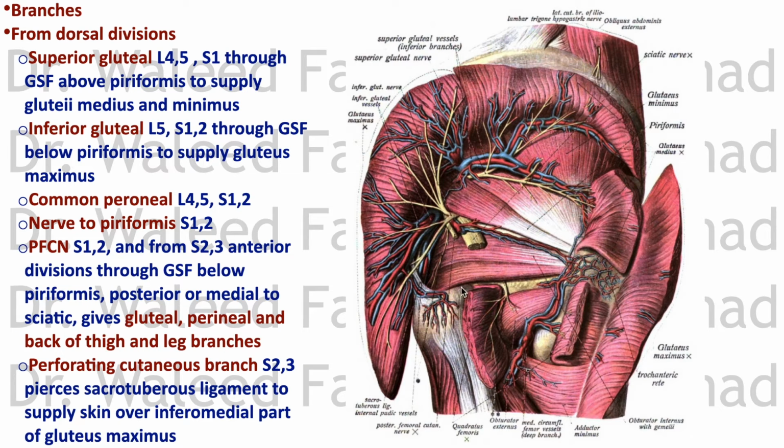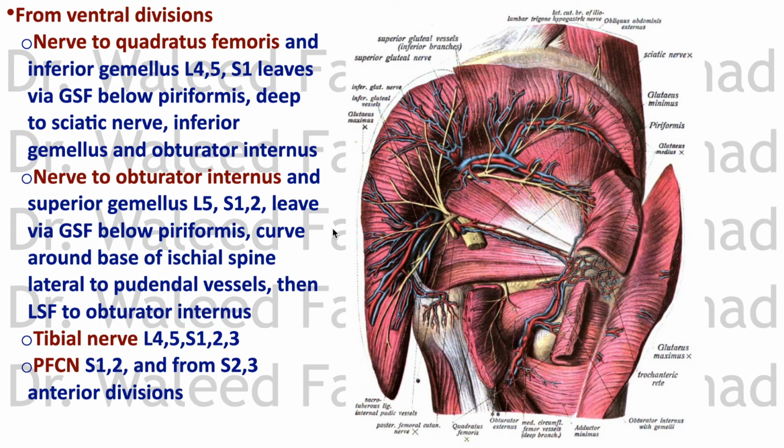Perforating cutaneous branches pierce the sacrotuberous ligament. These are different, separate nerves from the posterior femoral cutaneous. They pierce the sacrotuberous ligament to supply skin over the inferomedial part of the gluteus maximus area. Okay.